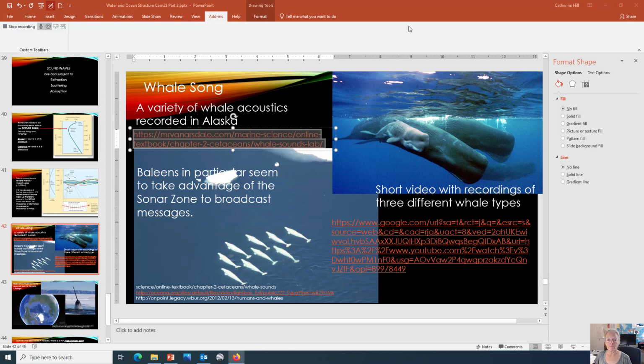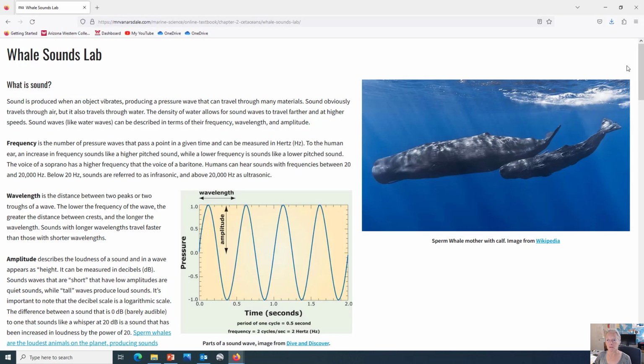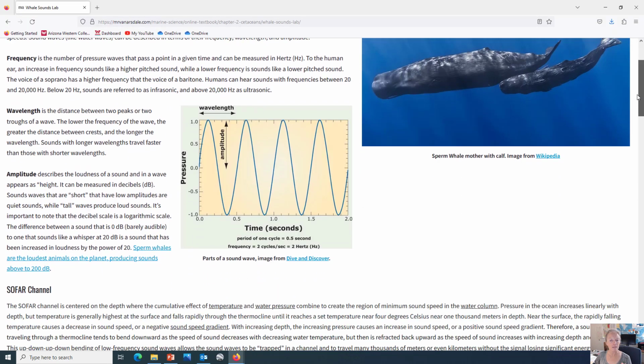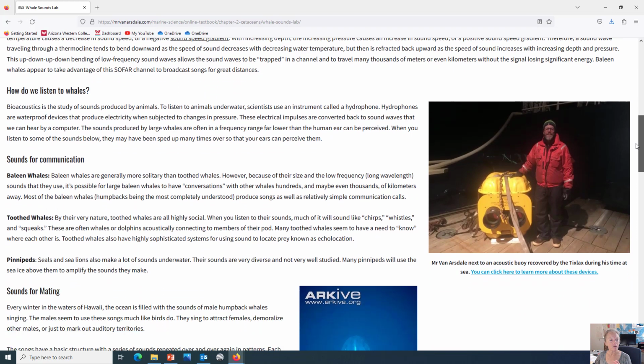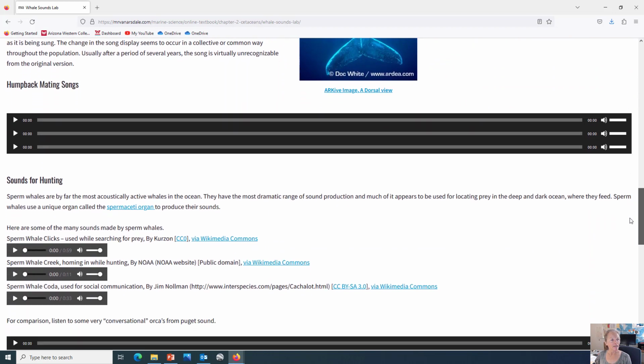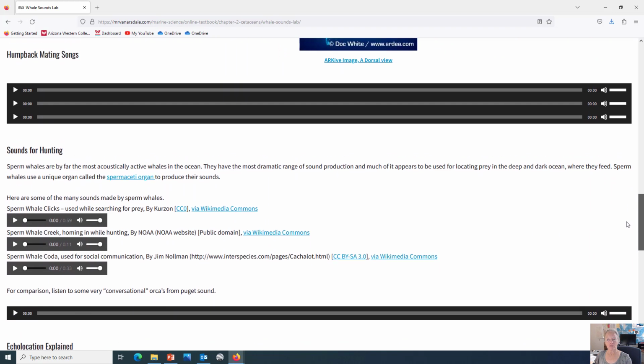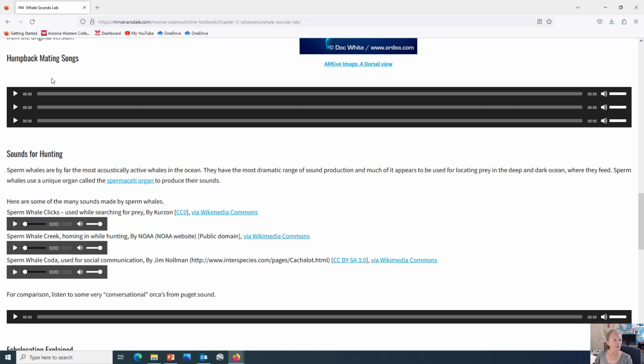In case you're interested at all, this is a whale sounds lab, right? And this guy's doing work on whale sounds. And down here, we have bunches of different whales, right? We got humpback mating songs. We have sounds for hunting. Let's just hear a humpback mating song for a minute.